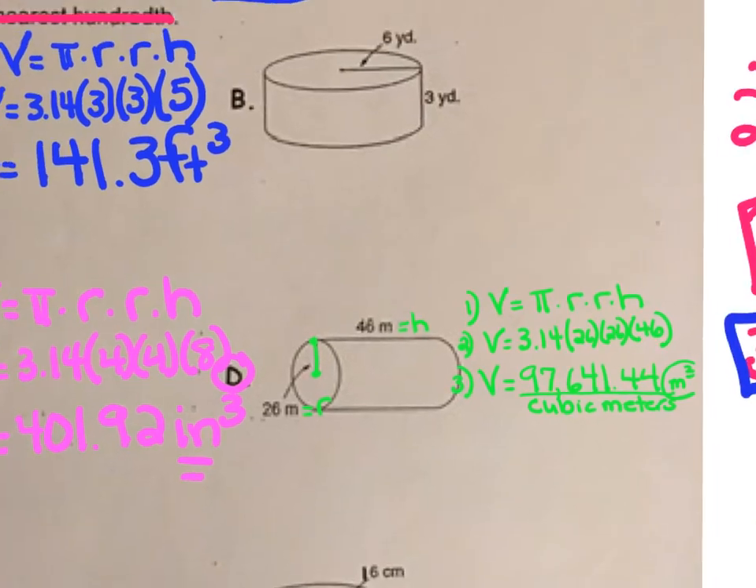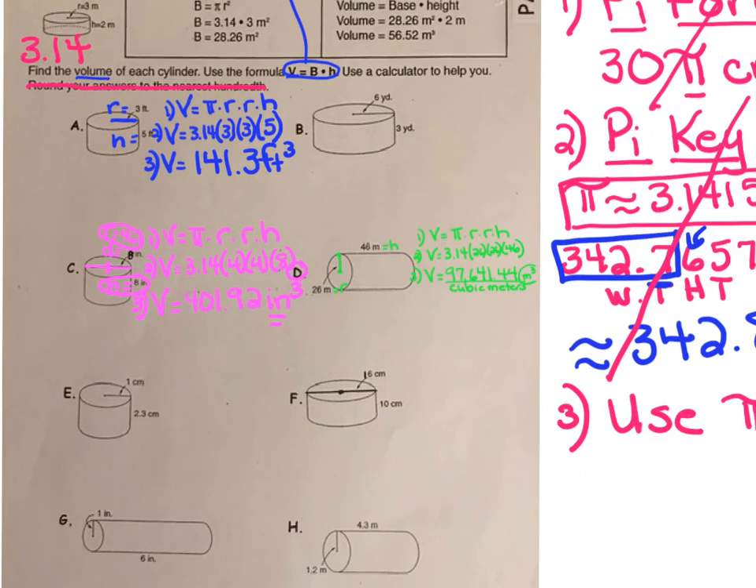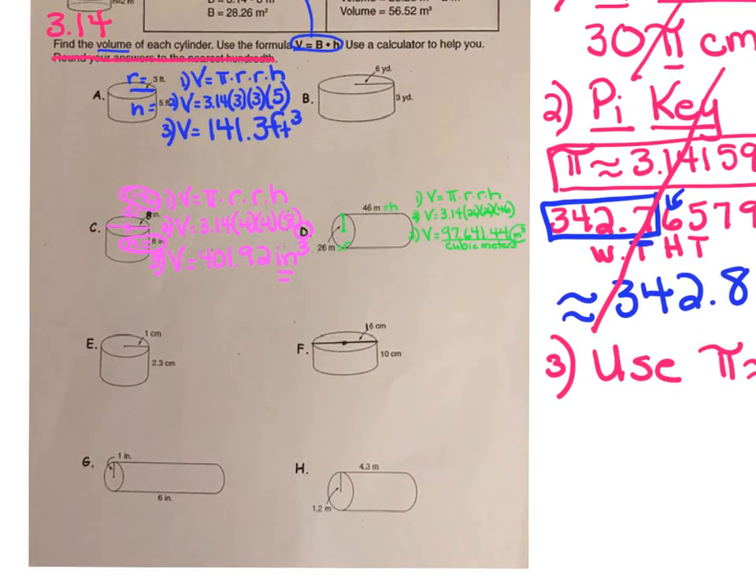Now, it's up to you to complete the rest of the problems on your own. Make sure you use 3.14 for pi, and you should finish on your own B, E, F, G, and H. In each case, you've been given a radius and a height, except for in letter F, you've been given a diameter of 16. Therefore, the radius is 8 centimeters. Please label that right now.